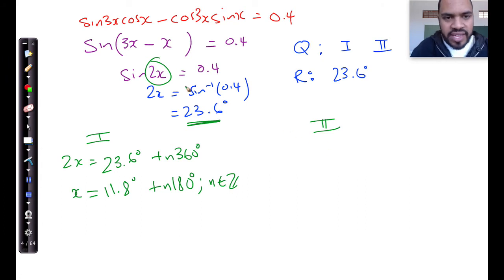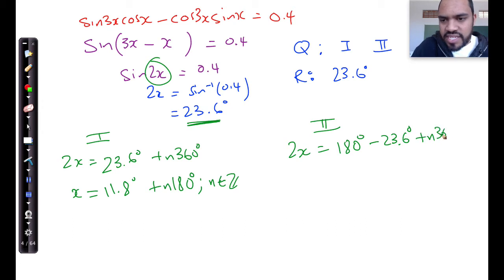For the second one, again, we take the given angle, make it 2x, and that is equivalent to, in the reduction formula in this quadrant, 180 degrees minus theta, and theta is the reference angle, which is 23.6, so minus 23.6 degrees, plus n times 360. So 180 minus 23.6, let's just do that very quickly. 180 minus 23.6 is going to give you 156.4 degrees, plus n times 360. And remember, this is still 2x.